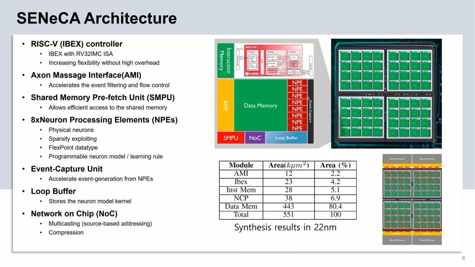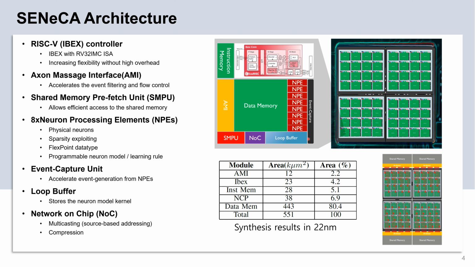It contains 8 NPEs, which are the physical neurons and are time multiplexed to emulate several hundred or thousand neurons. They are designed to exploit sparsity. They are designed to use different data types like 4 bits, 8 bits, and 16 bits for different parameters. And we can program the neural model and learning rule for these physical neurons.